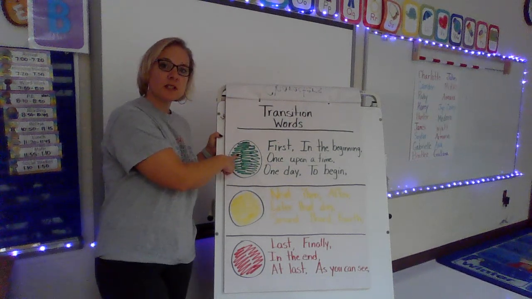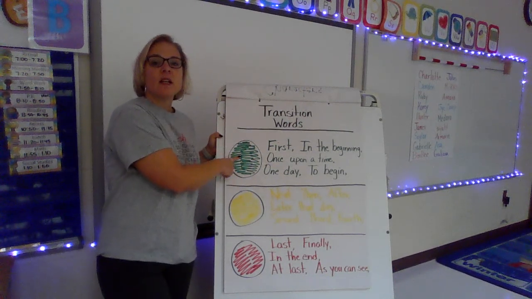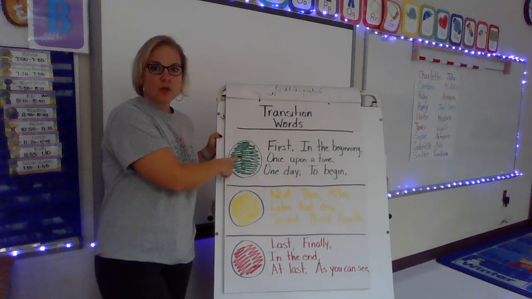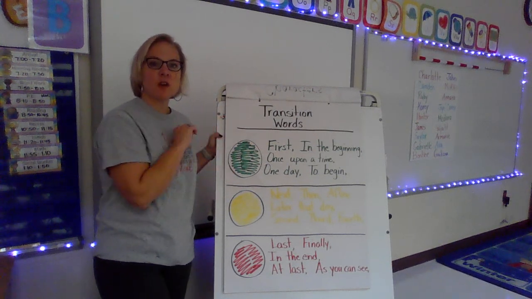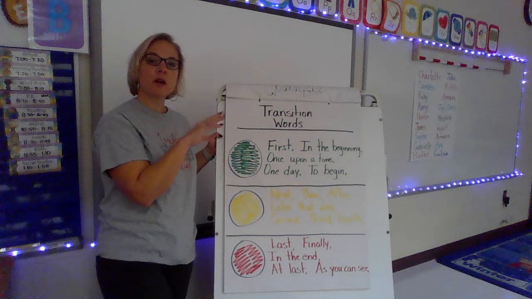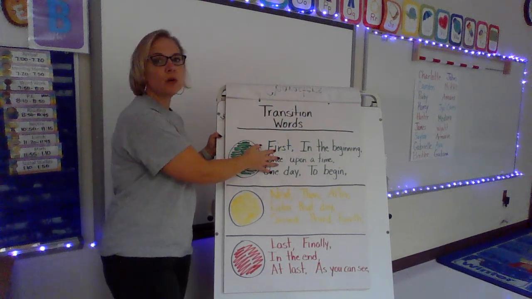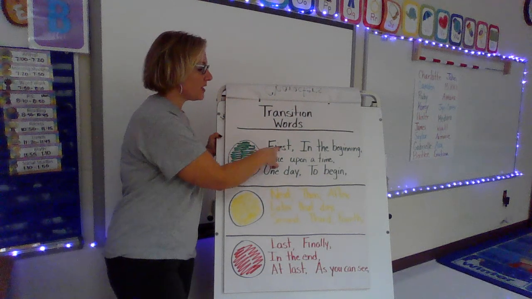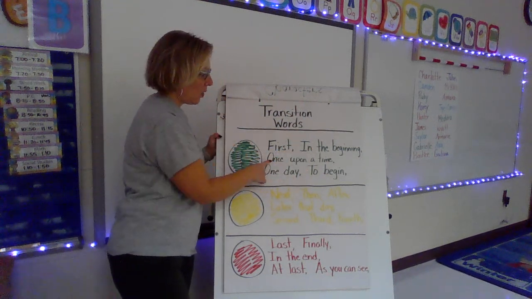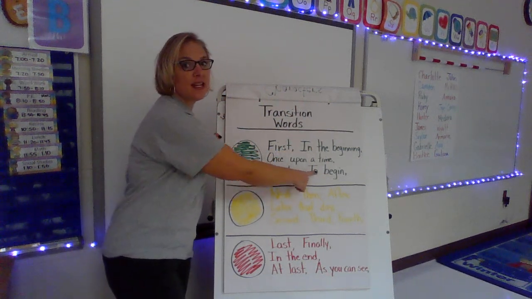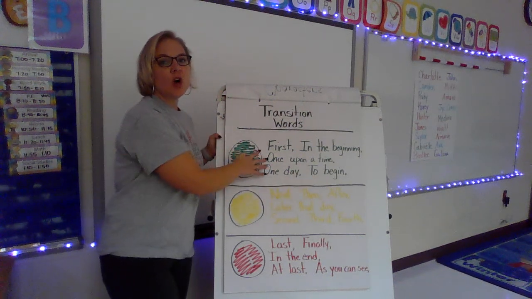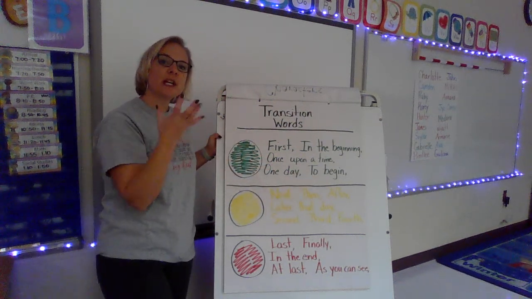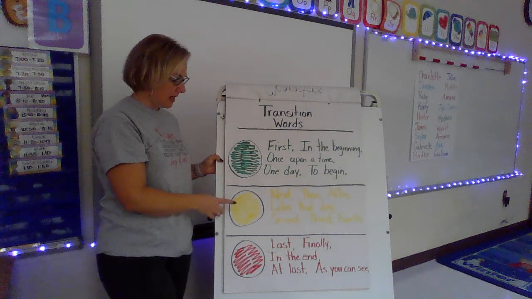So the top part of the stoplight is a green button. This is the beginning of our story. This would go right after our introductory sentence. We put our introductory sentence and then we're going to pick one of these words. Some of the words you can use for the green part are first, in the beginning, once upon a time, one day, and to begin. These are all words that'll start your story and get your reader involved in the steps that happen.